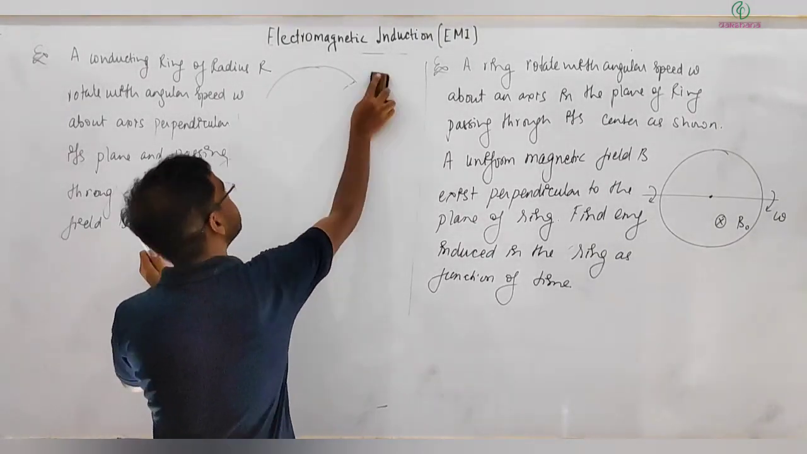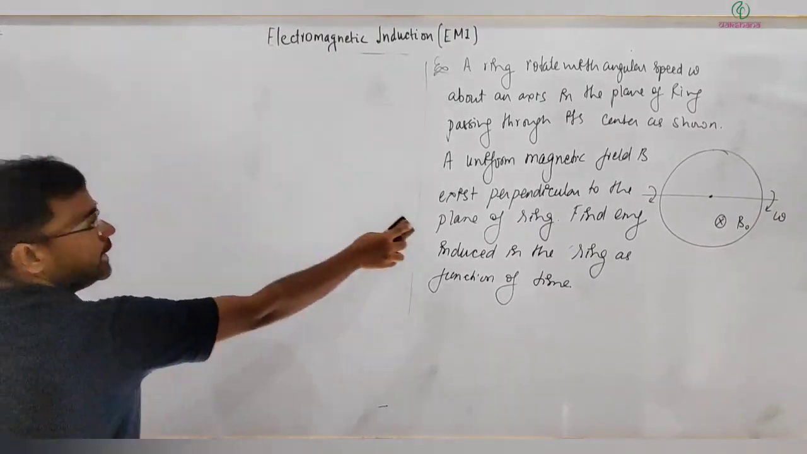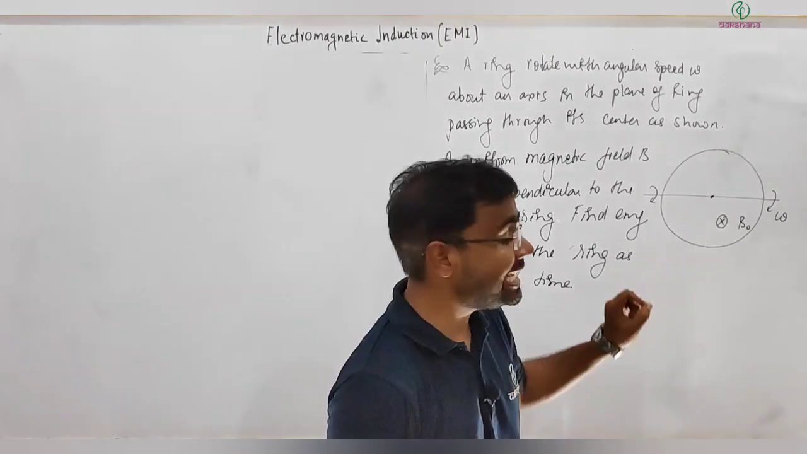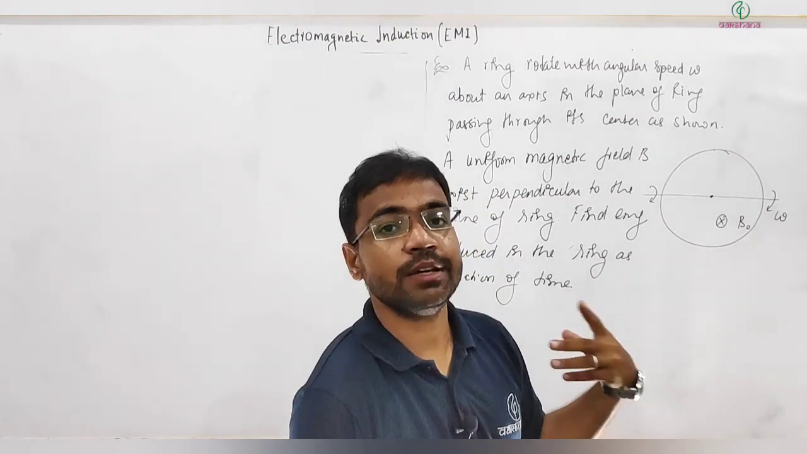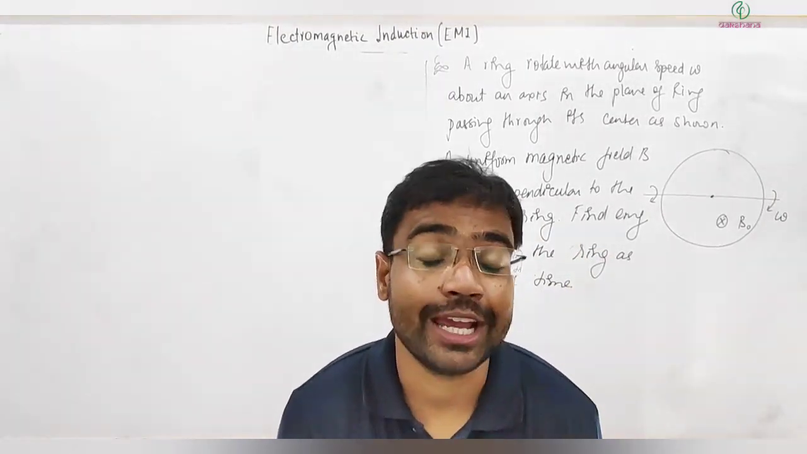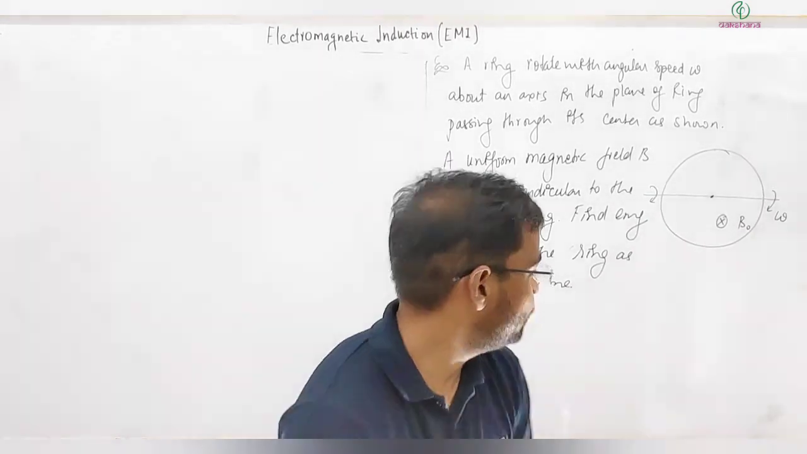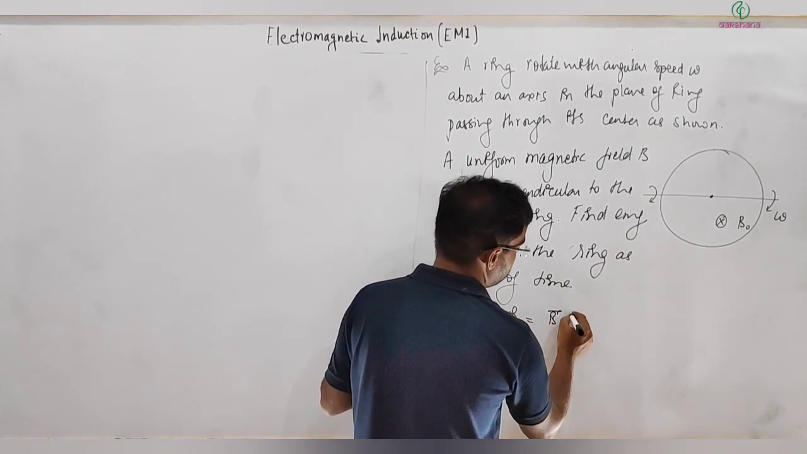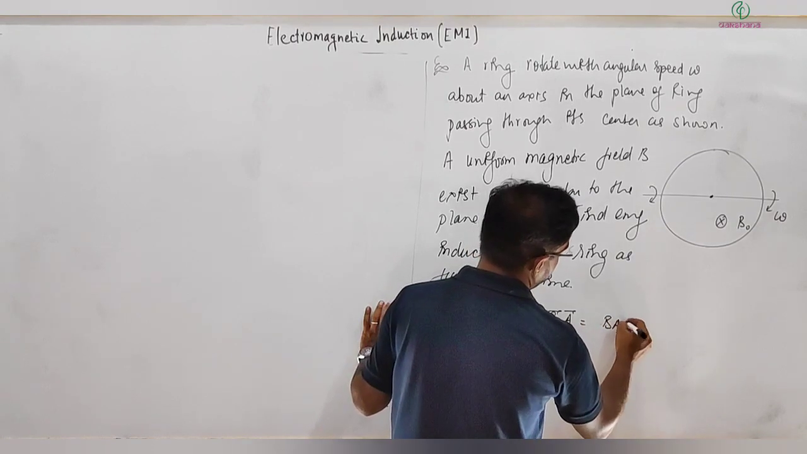Just think about it and you will see that actually in this case, when the ring is rotating, flux through the ring is changing. Why? You will find flux is changing because the angle between the area vector and magnetic field is changing. You must be remembering I wrote phi is equal to B bar dot A bar, so that is equal to B A cos theta.